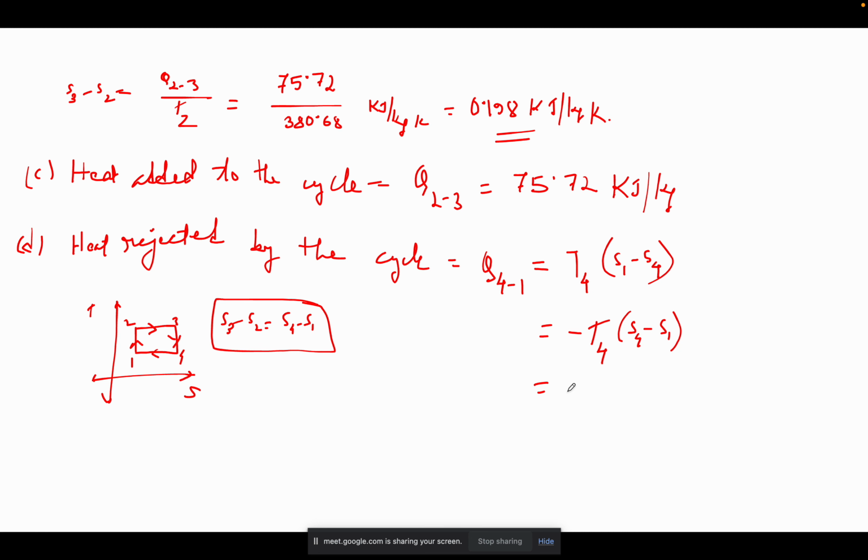So this will be your minus 293 into 0.198. So Kelvin will be getting cancelled. You will get again this one as kilojoule per kg. Heat rejected, so it is coming automatically, by default, as negative. So this one you will get as minus 58.014 kilojoule per kg. Okay, so this is your heat rejected by the cycle.